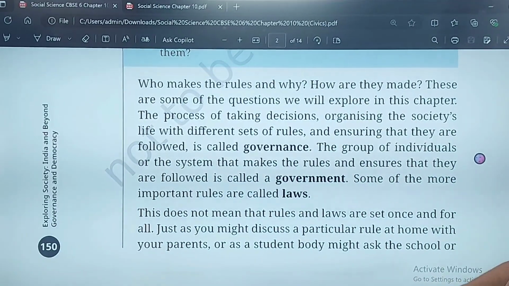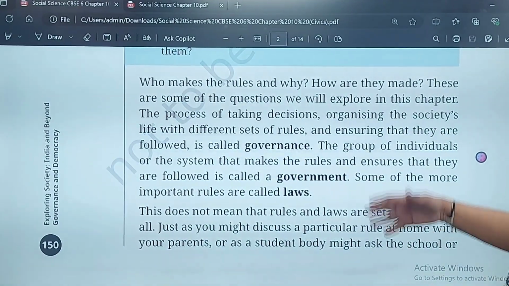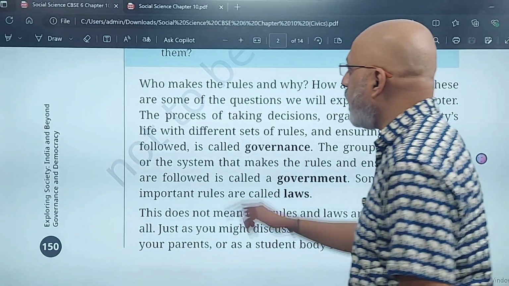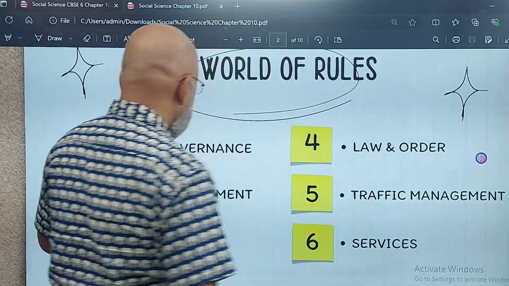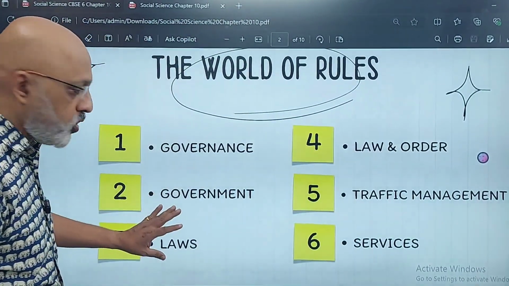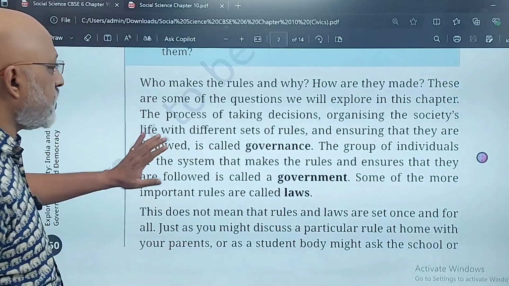Now, who makes the rules and why? How are they made? These are some of the questions that we will explore in this chapter. Now, here look at these three things: governance, government, and laws. What is the difference between the three?